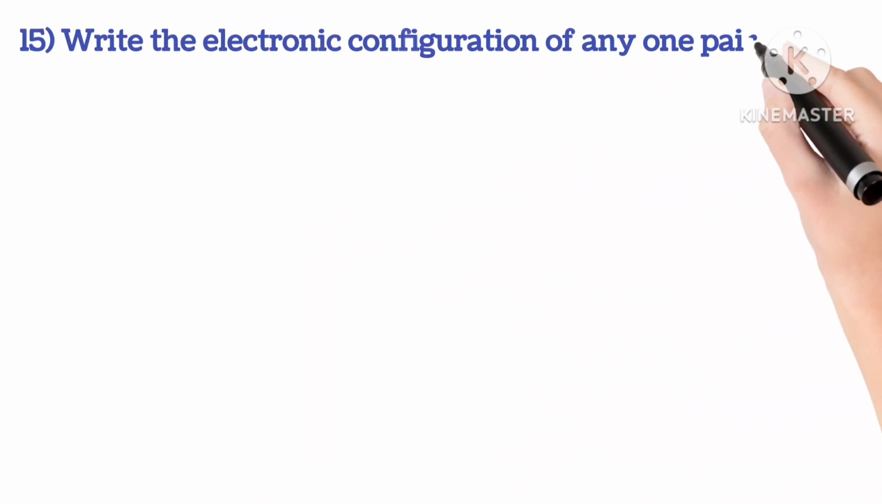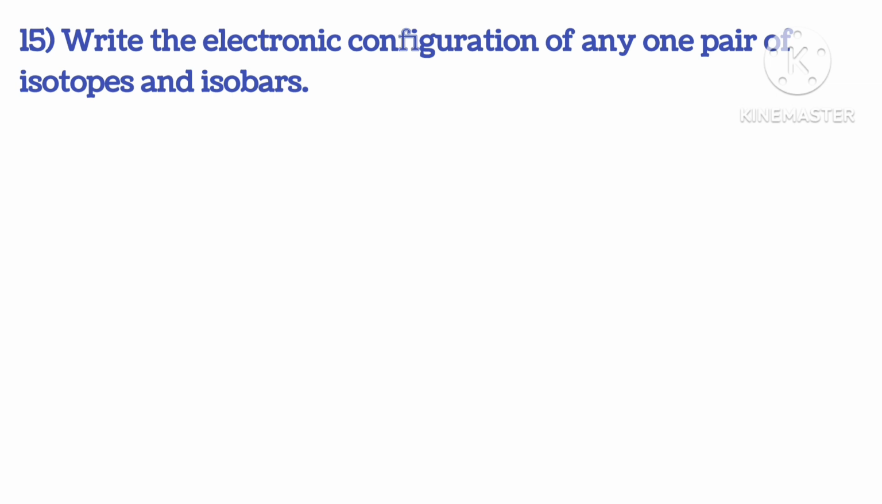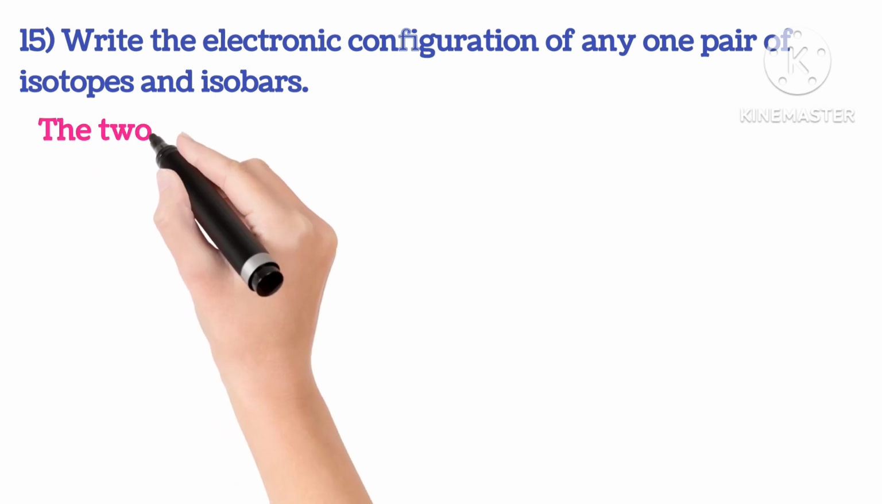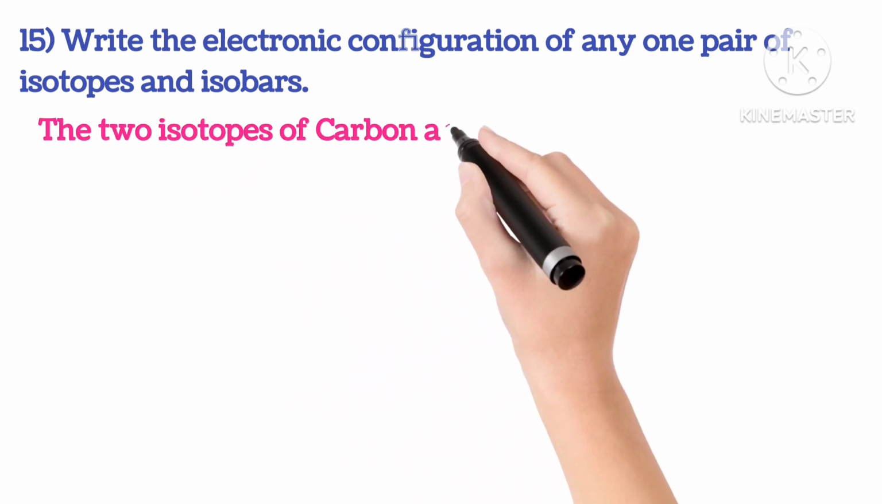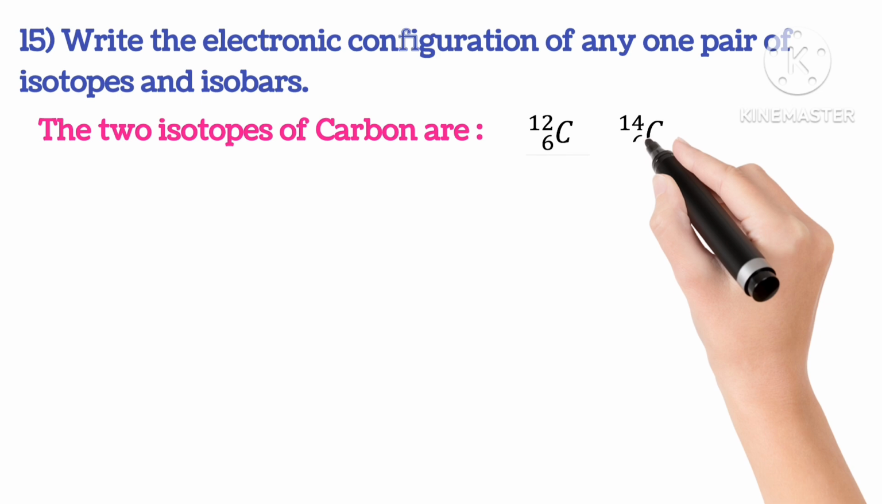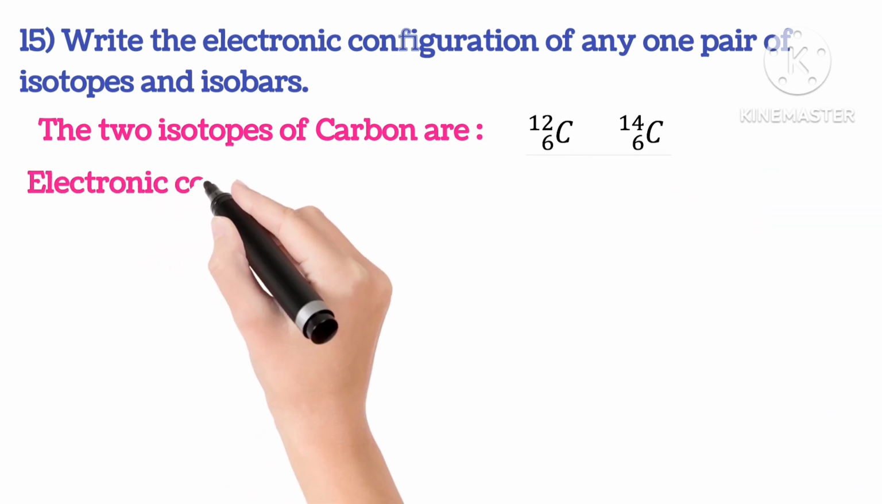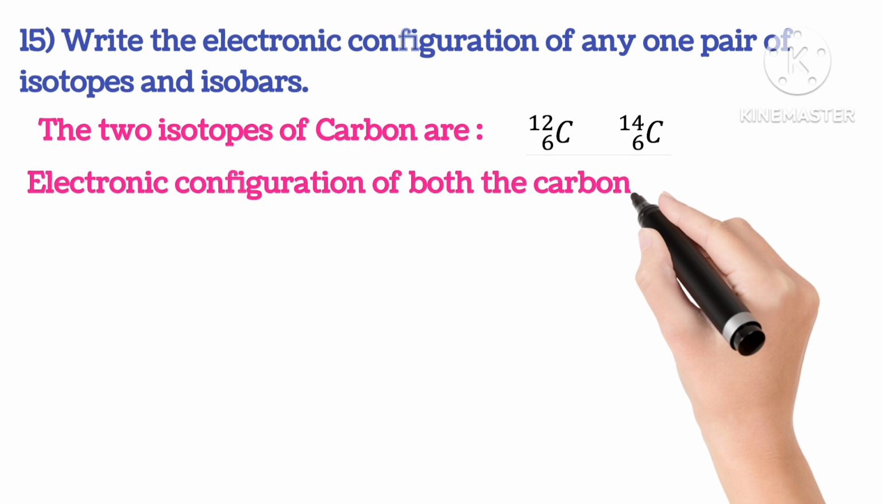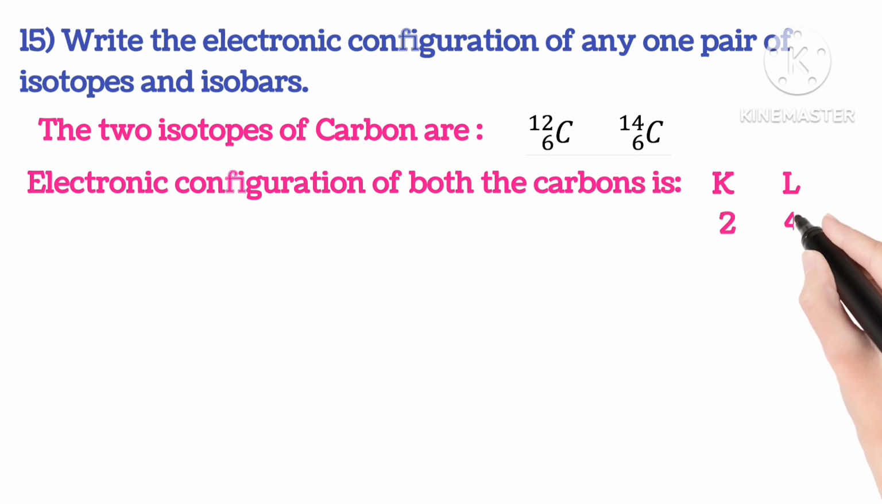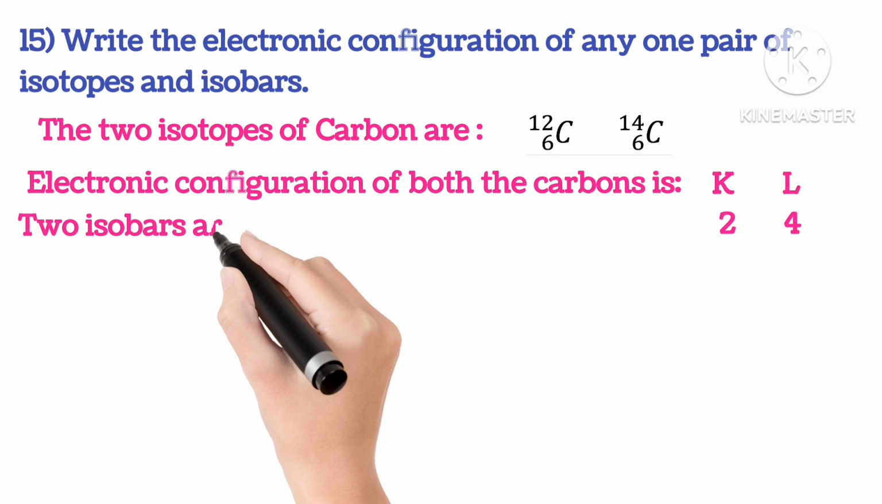Write the electronic configuration of any one pair of isotopes and isobars. So the 2 isotopes of carbon are one with mass number 12 and the other with 14. Electronic configuration of both the carbon is 2, 4, since atomic number is 6 here.